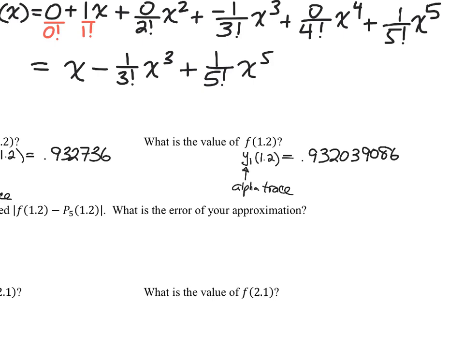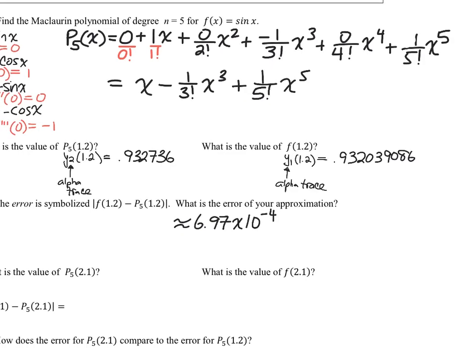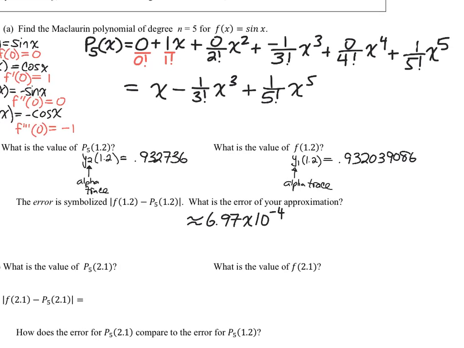And you're looking at this, I think we can round to about 6.97, which sounds large until you realize it's times 10 to the negative fourth power. All right, that e negative 4, that's your scientific notation. Now we would do the same thing for 2.1.